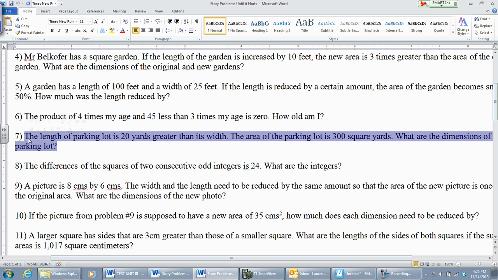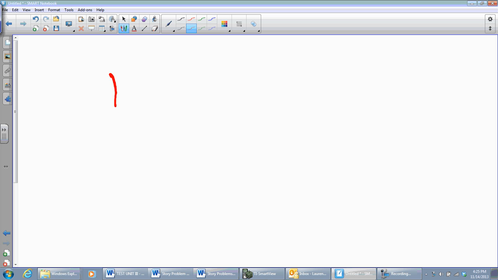Okay. The length of a parking lot is 20 yards greater than its width. Well, I'm going to draw the parking lot. Okay. To know the length, I need to know the width. By the way, the area of that would be x times the quantity of x plus 20, wouldn't it?